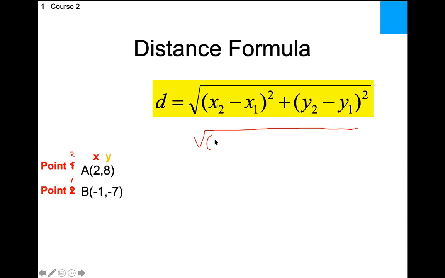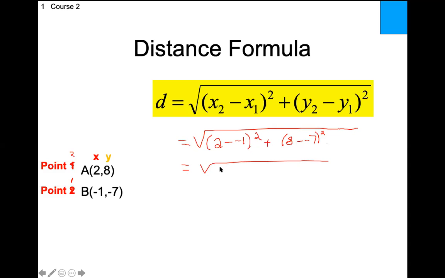So let's see. He said, and notice this pattern he did. He's just doing top minus bottom. So he said 2 minus -1 quantity squared plus... or did you do it the other way around? You did the other way around. I'm sorry. You did 8. There we go. 8 minus -7. That's perfect. Let's see. 2 negatives turn into a positive.